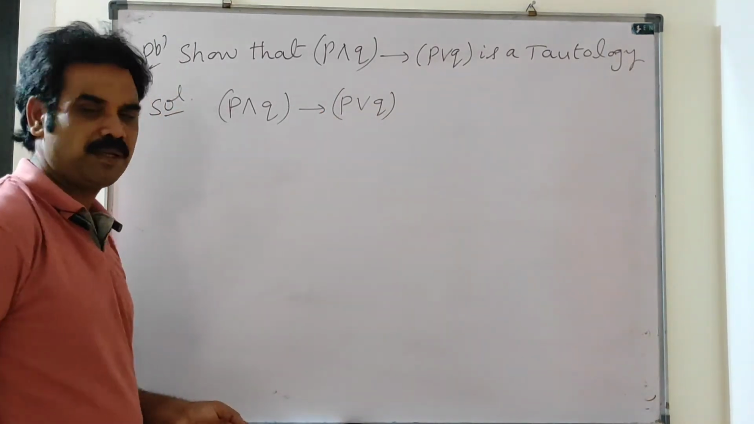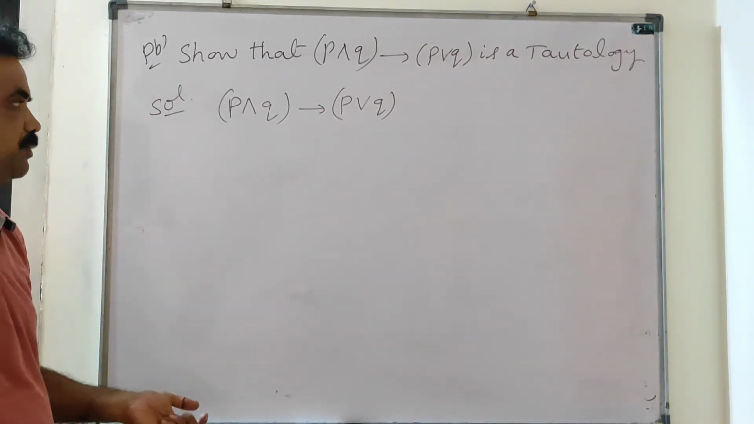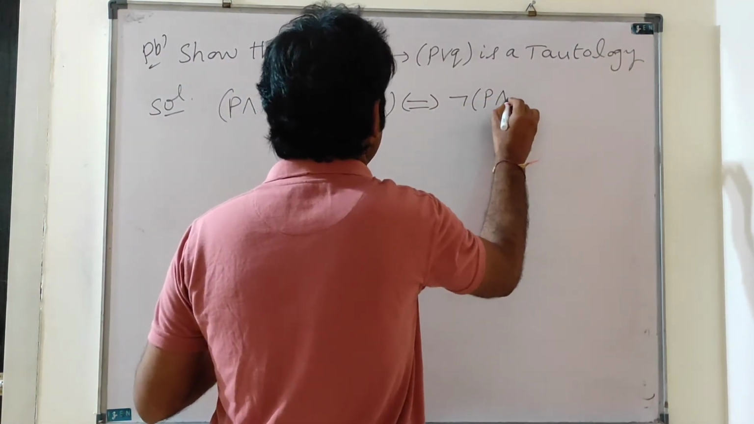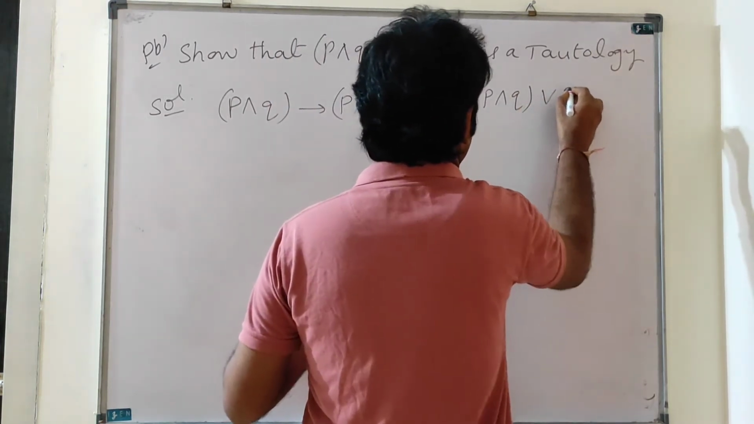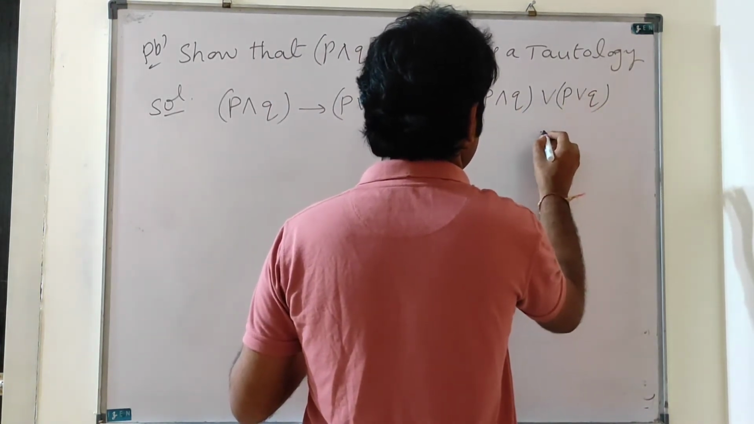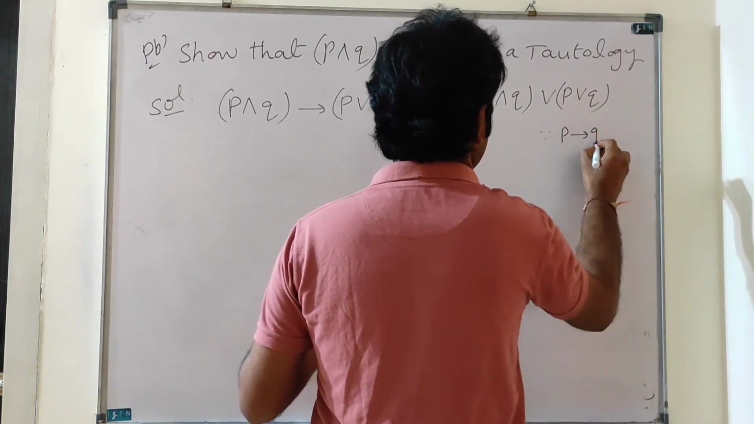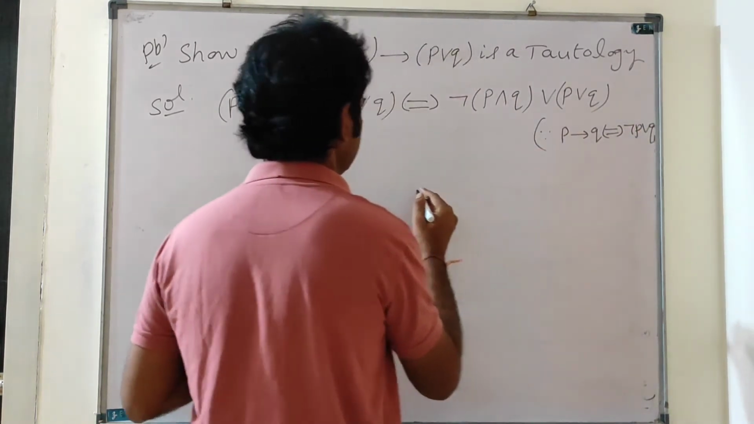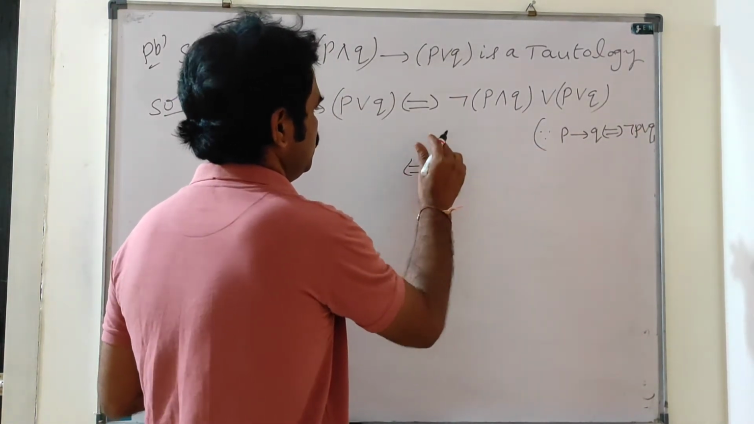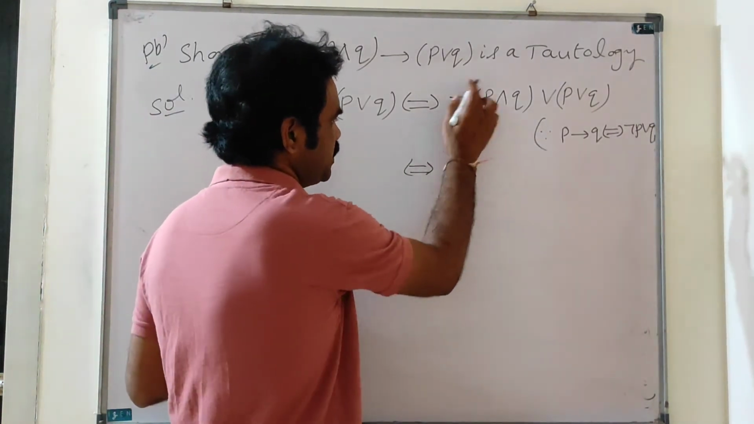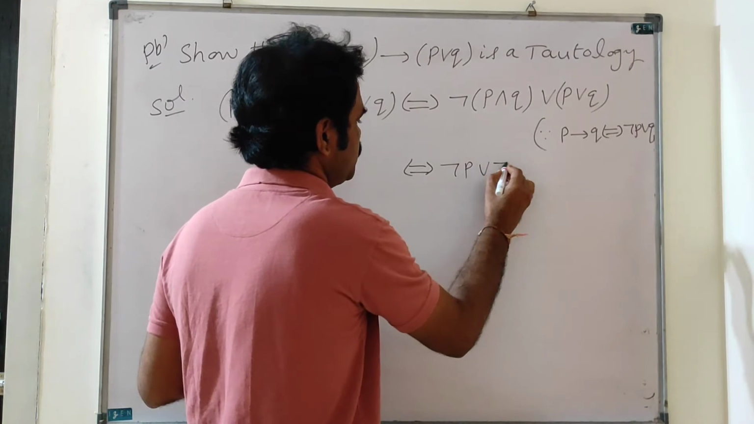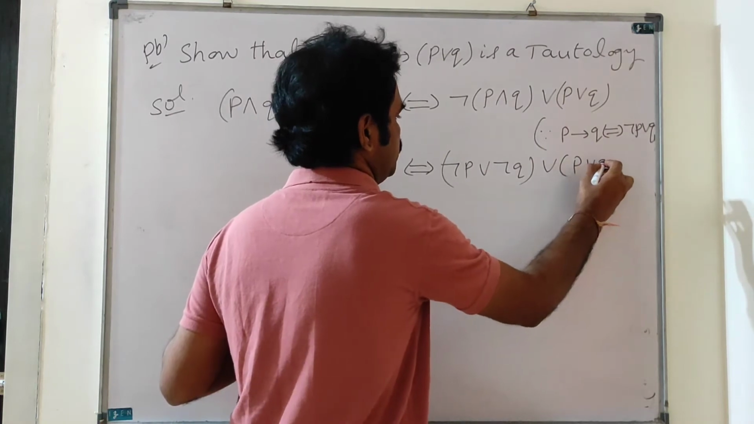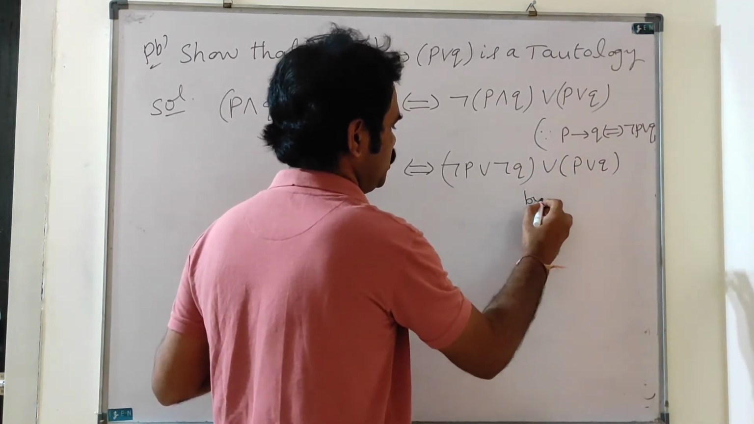You know that P implies Q is equivalent to negation P or Q. That means this is equivalent to negation of P and Q, or P or Q. This is equivalent to, by De Morgan law, negation P or negation Q, or P or Q. This is by De Morgan law.